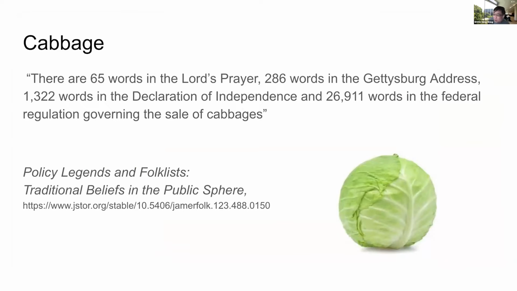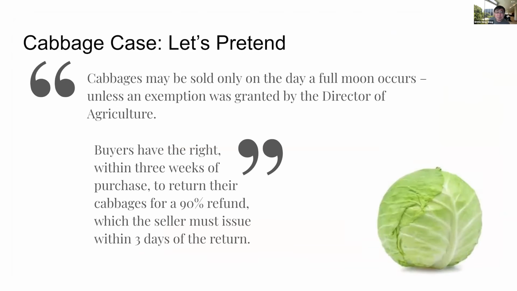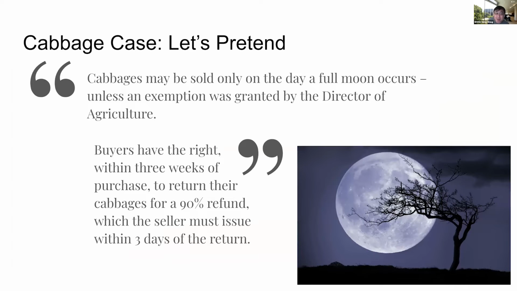So, just a 1 minute demo of what we're actually doing. I'll show you the language, and I'll give an example of basically cabbage, because of the joke. Let's pretend there's a simple law that says you can only sell cabbage on the day of a full moon unless you have an exemption from the Director of Agriculture, because people are obsessed with how you add human discretion to this. And if you sell a cabbage, the buyer has the right within 3 weeks to return your cabbage for a 90% refund, which the seller must issue within 3 days.